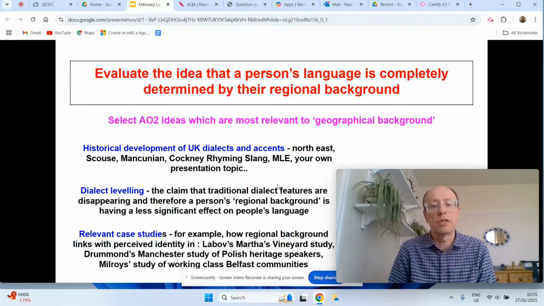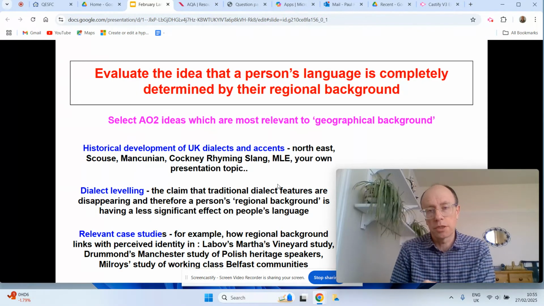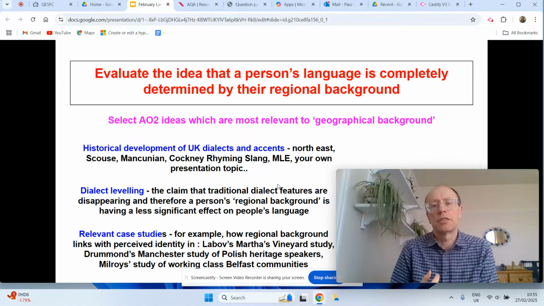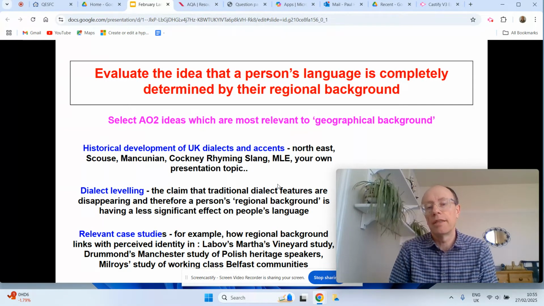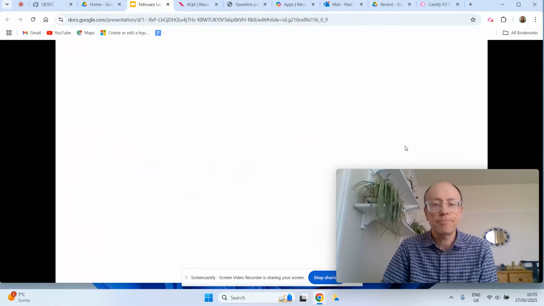There are many, many other examples that you could put in there, but Labov's Martha's Vineyard study from the 1960s is a good one. Drummond's Manchester study of Polish heritage speakers from 2010, and then the Milroys' study of working class Belfast communities would all be relevant to geographical background, but with the proviso that they are also linked in with other aspects which are more complicated to do with identity.